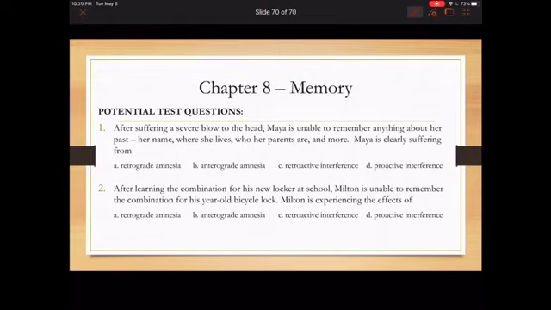After suffering a severe blow to the head, Maya is unable to remember anything about her past. We cannot remember the past. Her name, where she lives, who her parents are. So we're suffering from, well, this was a blow to the head, so this is not interference. This is actually amnesia, and it's retrograde because we can't remember the old stuff. Failing to remember old information.